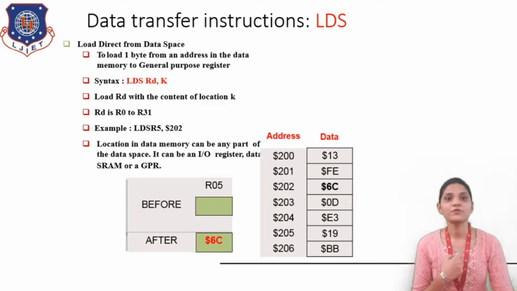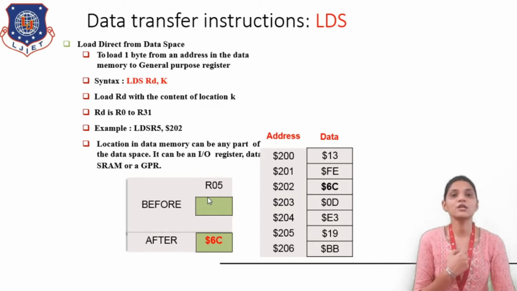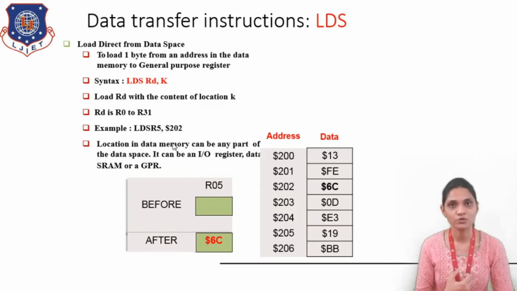For example, if we have the instruction like this LDS R5, 202, and here this 202 location stores the data 6C, then after the execution of this instruction, the content of register R5 will be 6C, because we have used the direct data transfer with the LDS instruction. So this kind of instructions are also possible.